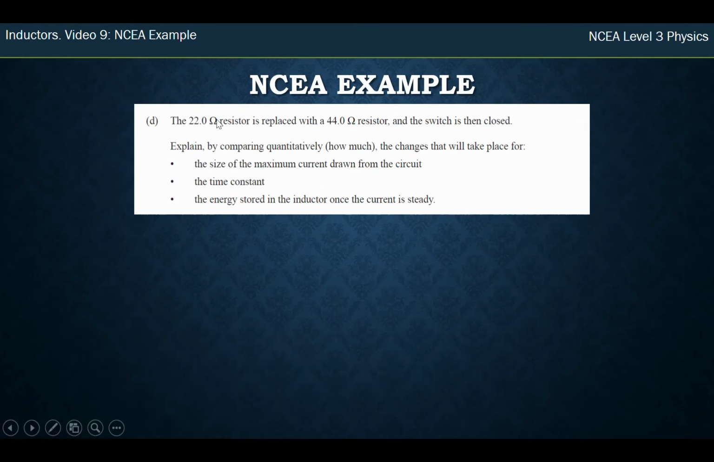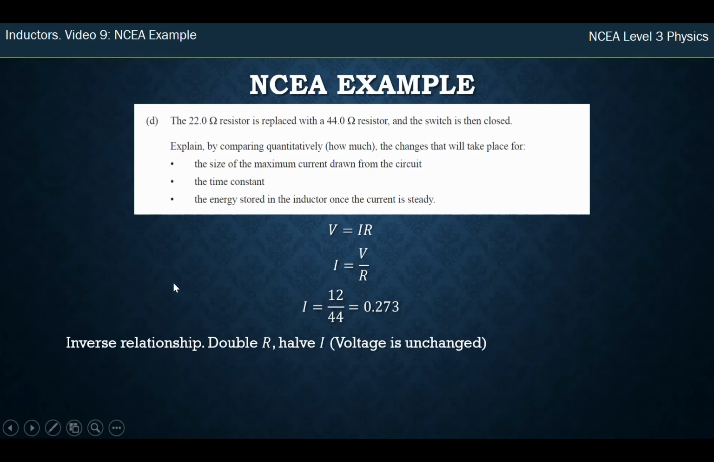And then the last question says the resistor is replaced with a resistor which is twice as big. The switch is then closed. Explain quantitatively, so with numbers, the changes that will take place for the maximum current, the time constant, and the energy stored. We've got a formula for each of these. V equals IR gives the steady state current, and we can just do a calculation if you want. Just 12 volts, same as before, over 44, and that's half as much current. Now, instead of doing the calculation, because I've doubled the resistor, I'm now at level 3, I can see the algebra and realize double resistor means half the current.